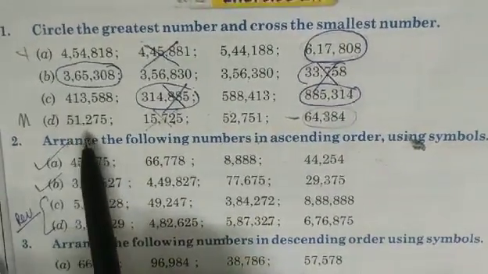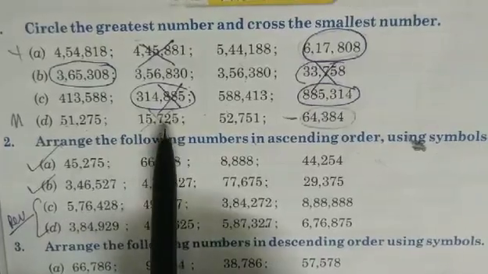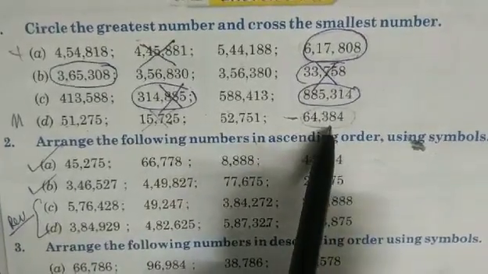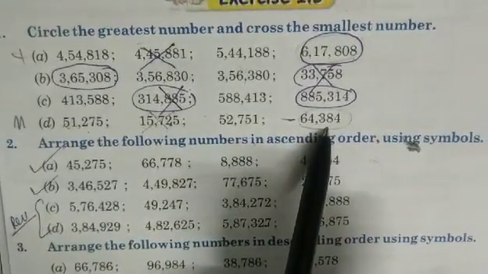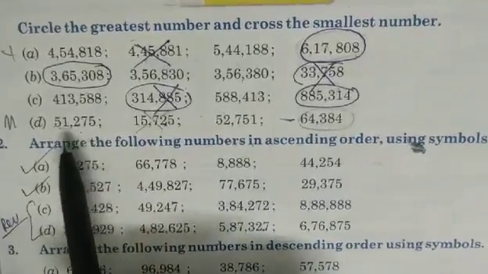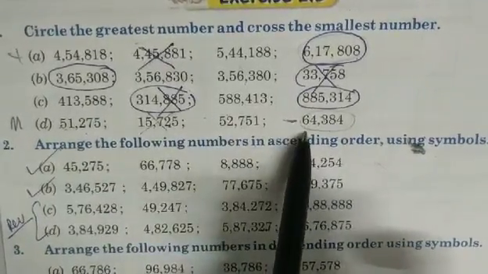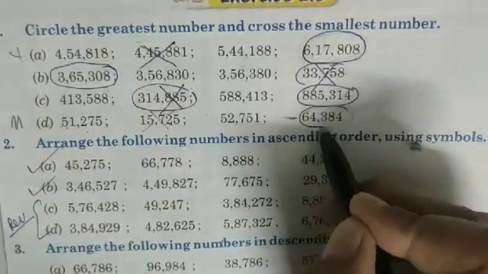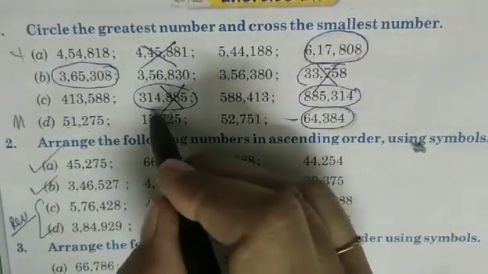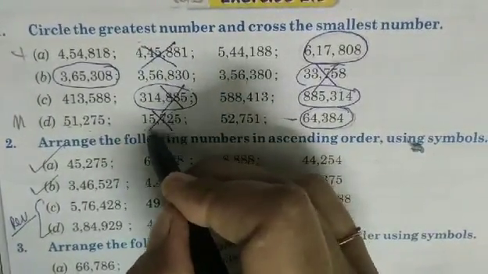Now come to the last one, 5 digits, 5 digits, 5 digits, 5 digits. Again we will follow the same method. The first digits are 5, 1, 5, 6. So 6 will be the biggest and the number which is starting with 1 will be the smallest.